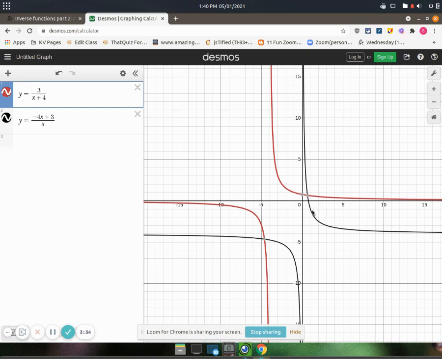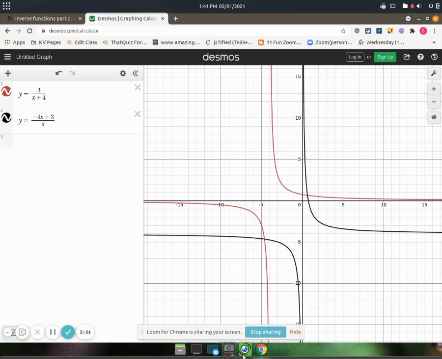But on the black function, the one that we were interested in, the domain of the inverse, the same thing's going on there, but it never crosses 0. We said that the only number you can't plug into the function was 0, and that's the idea right there.